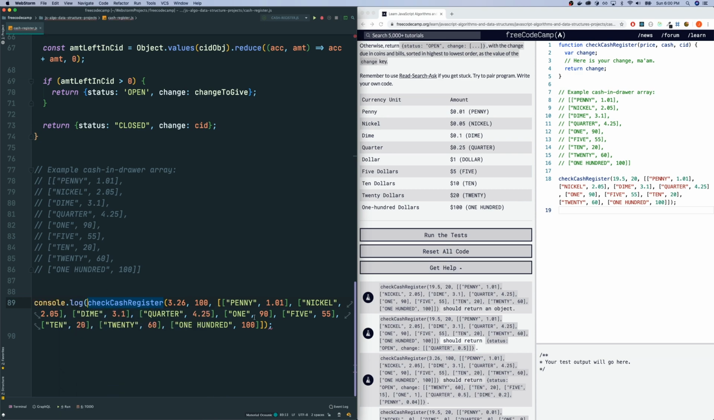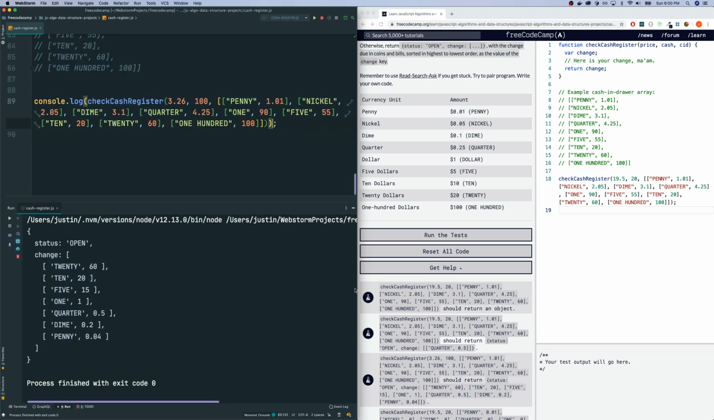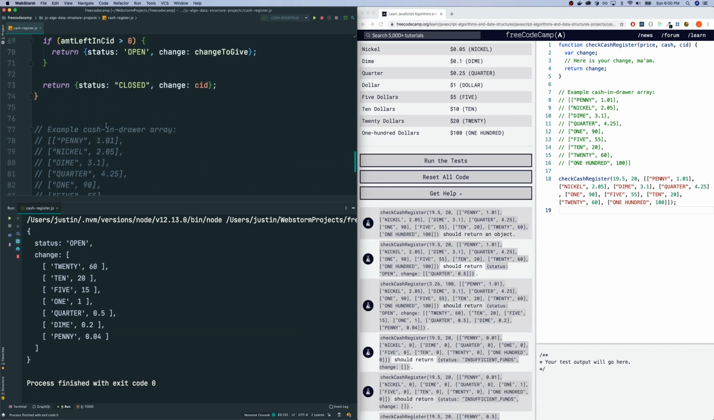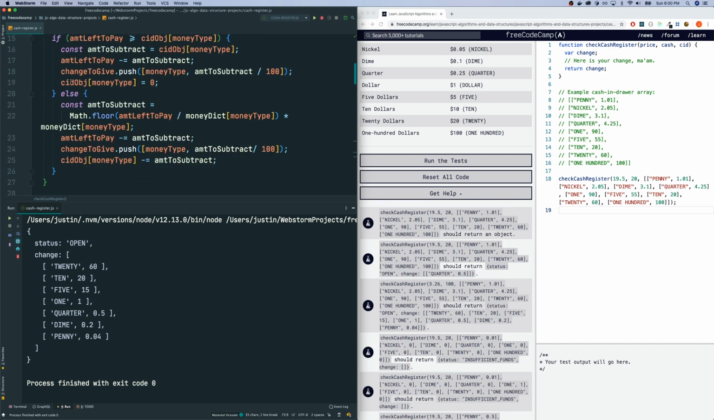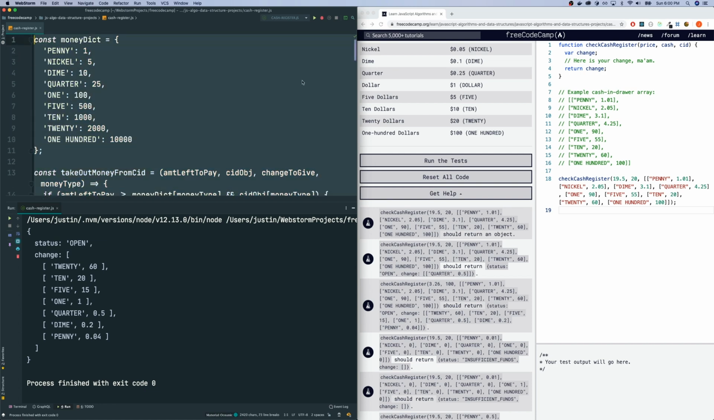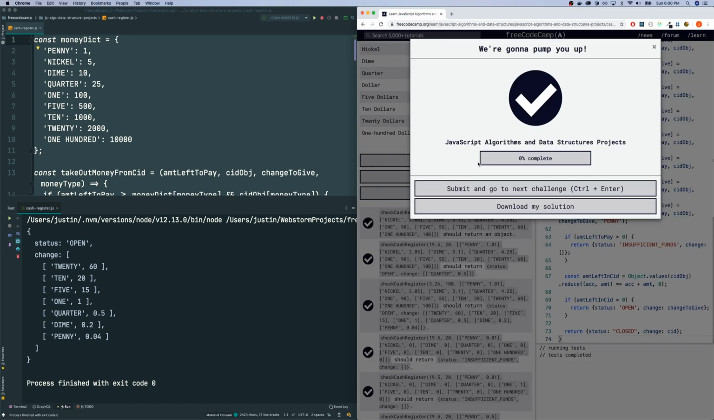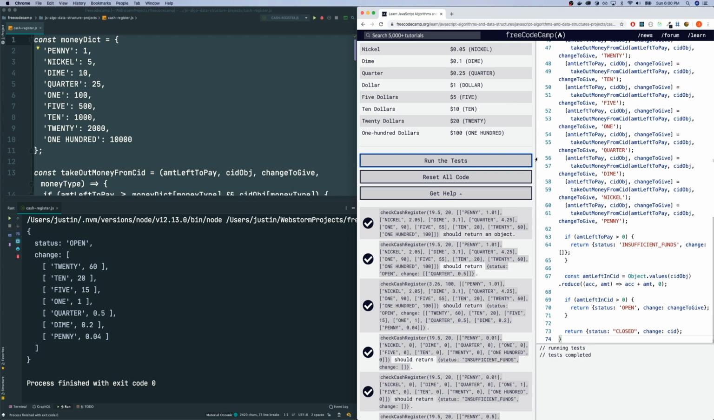result of this cash register function is. I get this status open 2060. It seems correct. So what I'm gonna do is I'm gonna get all of this code here. Make sure you get all of our function and our dictionaries. Paste it over here, and let's see if freeCodeCamp likes it. And they do. I was actually hoping that it works, but it does work.